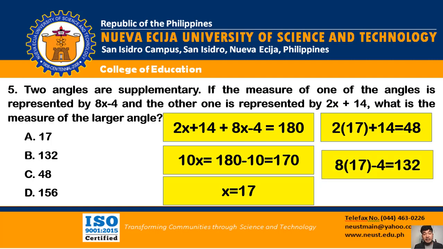And then the other one is 8 times 17 minus 4, which is equal to 132. So the measurements of the two angles are 48 and 132. So the larger one measures 132, and that is letter B.